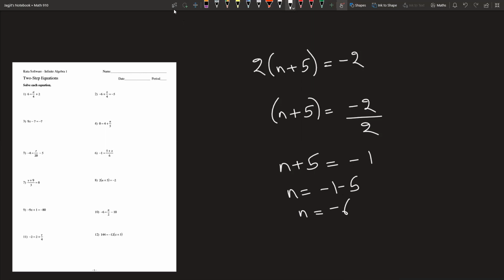Does that make sense? I have a question. Yes. So would the answer be different if you distributed the 2 to the n and the 5? Would it be the same? You know what? No, it would be the same, but it would just be longer.